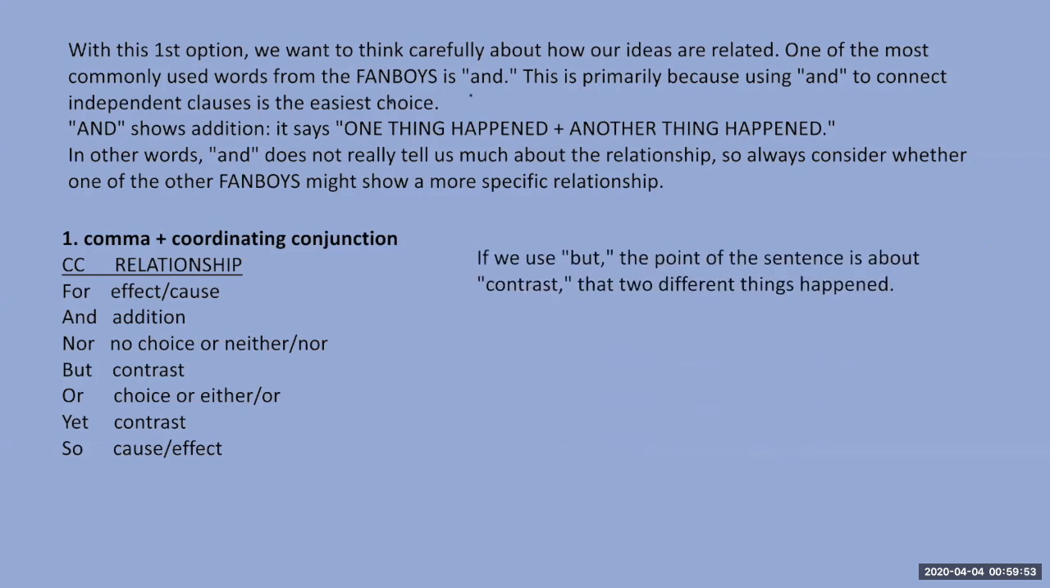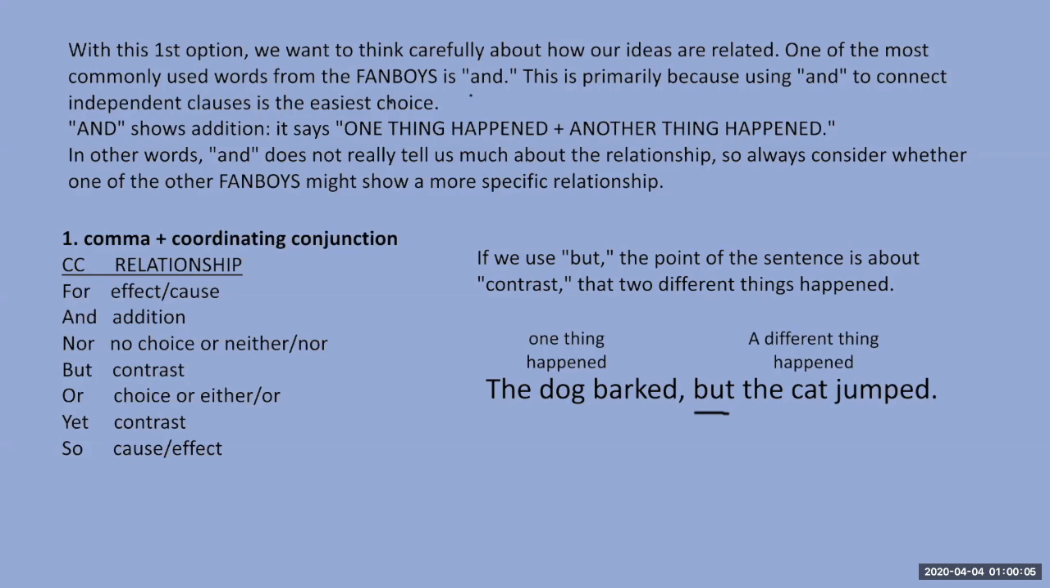If we use but, the point of the sentence is about contrast, that two different things happened. The dog barked, comma, but the cat jumped. One thing happened, but a different thing happened. Yet also shows contrast. Or shows a choice, or either or, and nor shows the negative, no choice, neither nor.